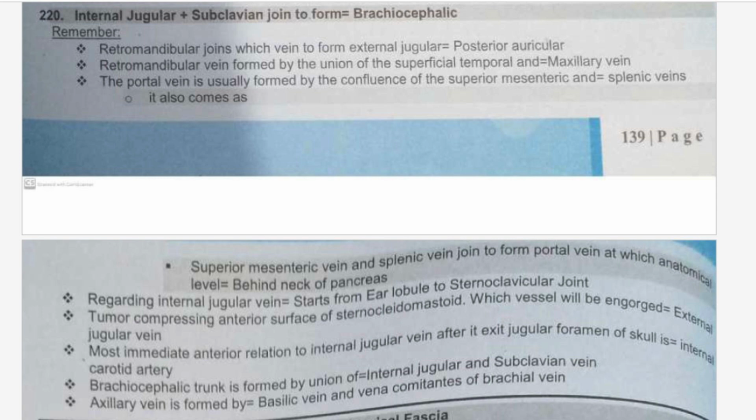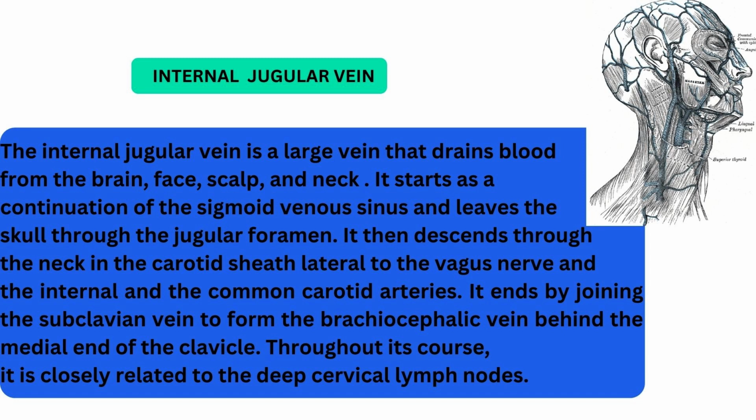Now the internal jugular vein, that is a large vein that drains the blood from the brain, face, scalp and neck, and it starts as a continuation of the sigmoid sinus and leaves the skull through the jugular foramen. It then descends through the neck in the carotid sheath, and the vein lies lateral to the artery and lateral to the vagus nerve and the internal and common carotid artery, and then it is joined by the subclavian vein to form the brachiocephalic vein behind the medial end of the clavicle, and it is closely related to the deep cervical lymph nodes.